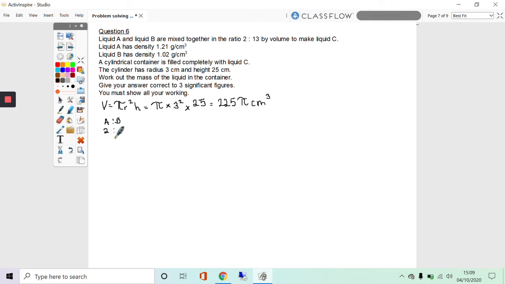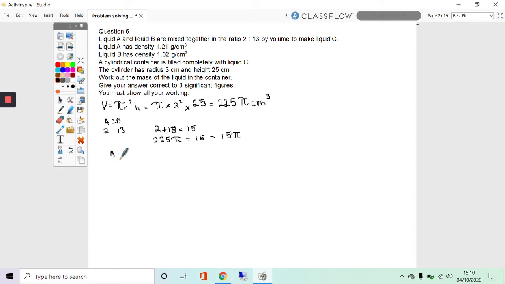And they're in the ratio 2 to 13. So altogether, that means that I've got 15 parts in my ratio. So one part of my ratio is going to be the volume of my cylinder divided by the number of parts in the ratio, and that's going to give me 15 pi. That's why I left it as pi centimetres cubed, because then it's a lot simpler. You haven't got to write out strings of decimals until later on in the question.